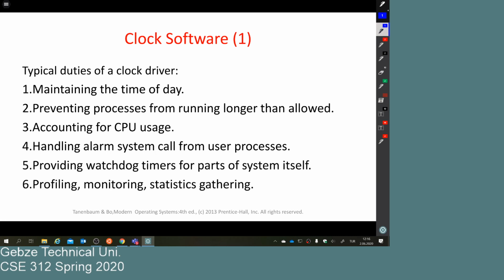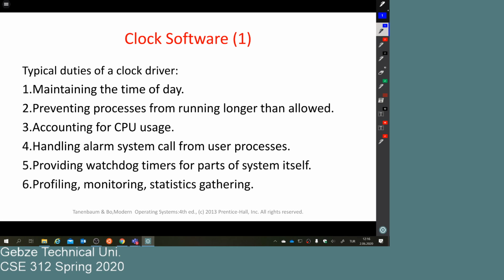Right? And also I need this clock so that it produces an interrupt. If some of the processes are running too long, it produces an interrupt. My CPU is interrupted.